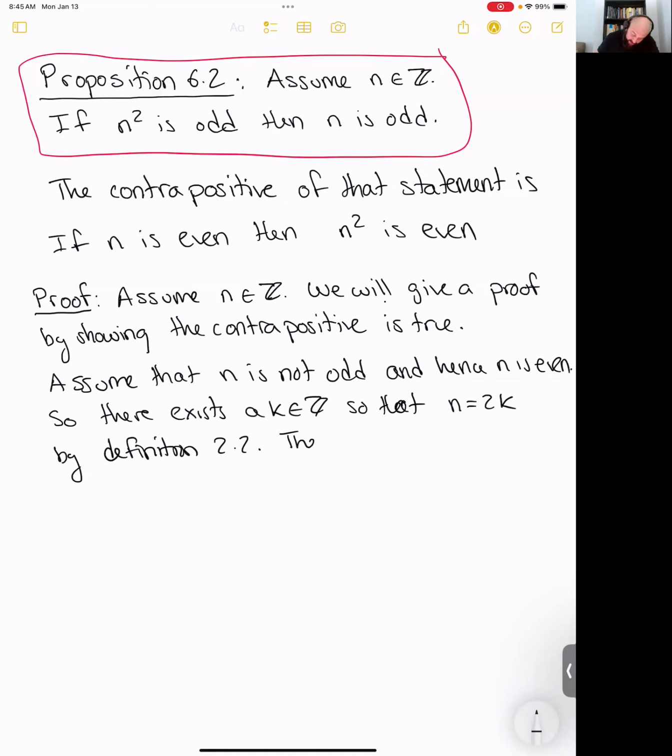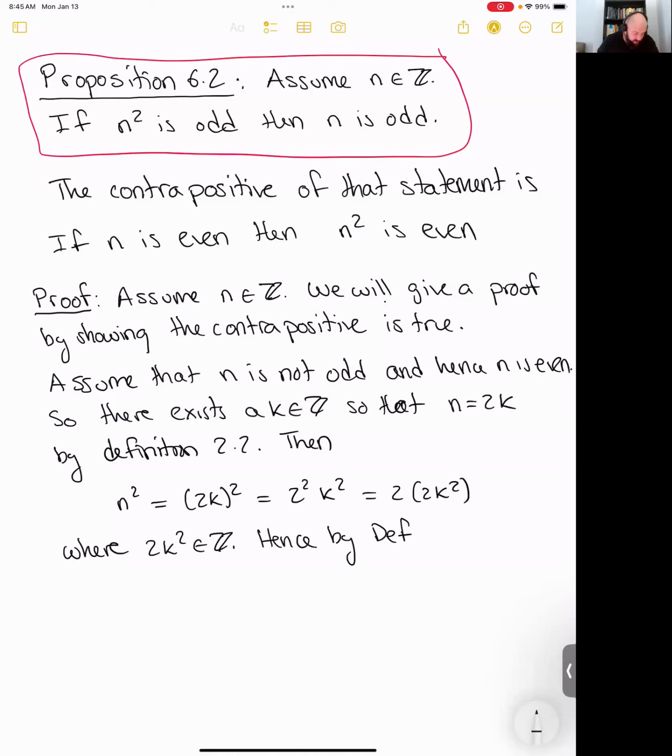So then we're going to just calculate that n squared is equal to (2k) squared, which is the same thing as 2 squared times k squared. And let's just write it as 2 times 2k squared, where 2k squared is also an integer. Hence, by definition 2.2, n squared is even.